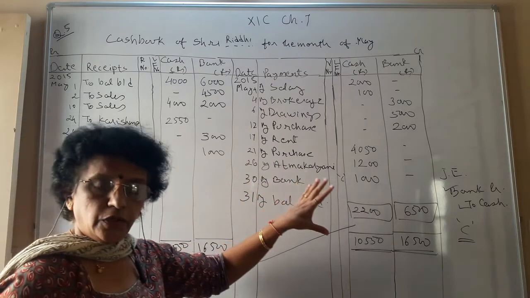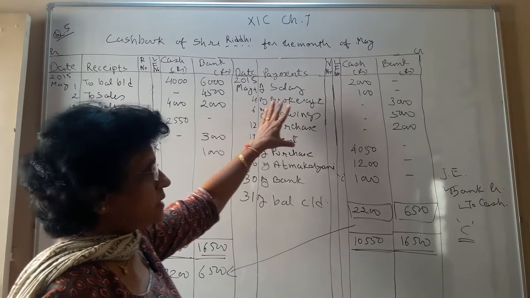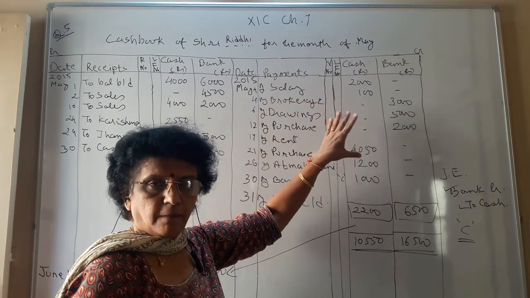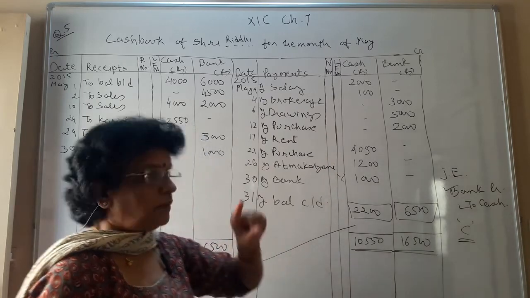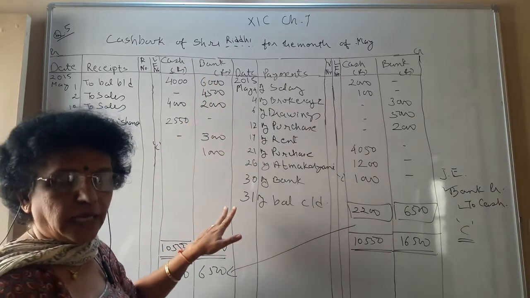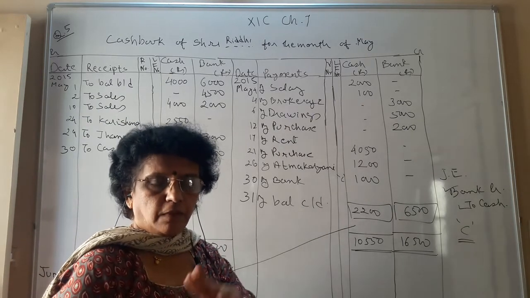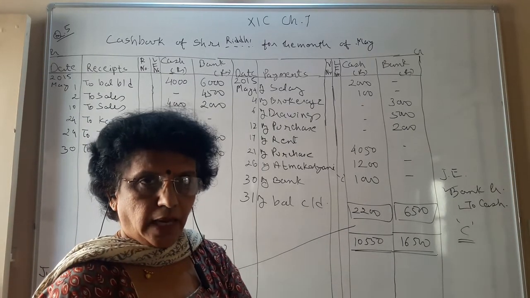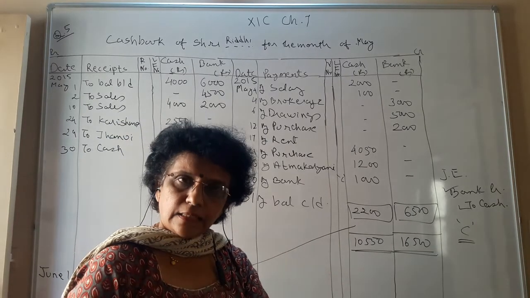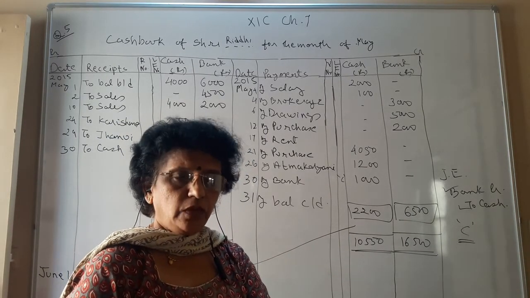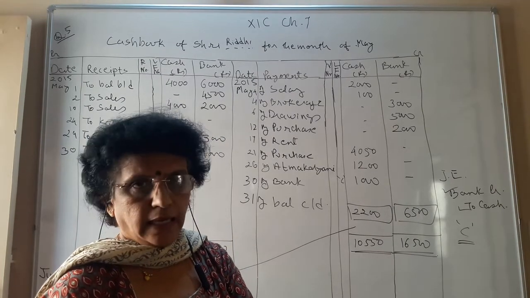So what have we learned new today? Point number 1, when you receive the payment by check, and if that check you deposit on the same day, you have to treat that transaction as a bank transaction. Number 2, if you have received the check but not deposited into bank immediately, treat it on that day as a cash transaction. And when you deposit into bank, at that time treat it as a contra entry.